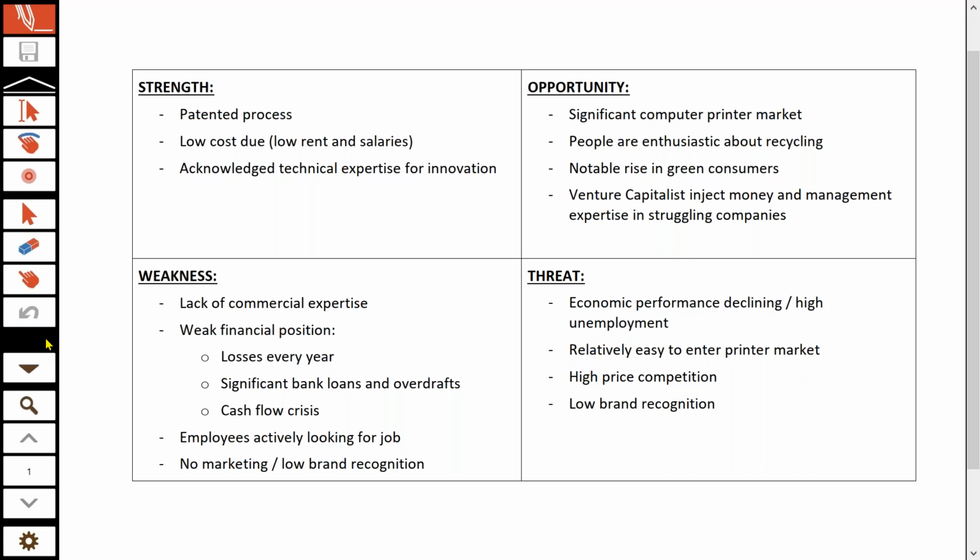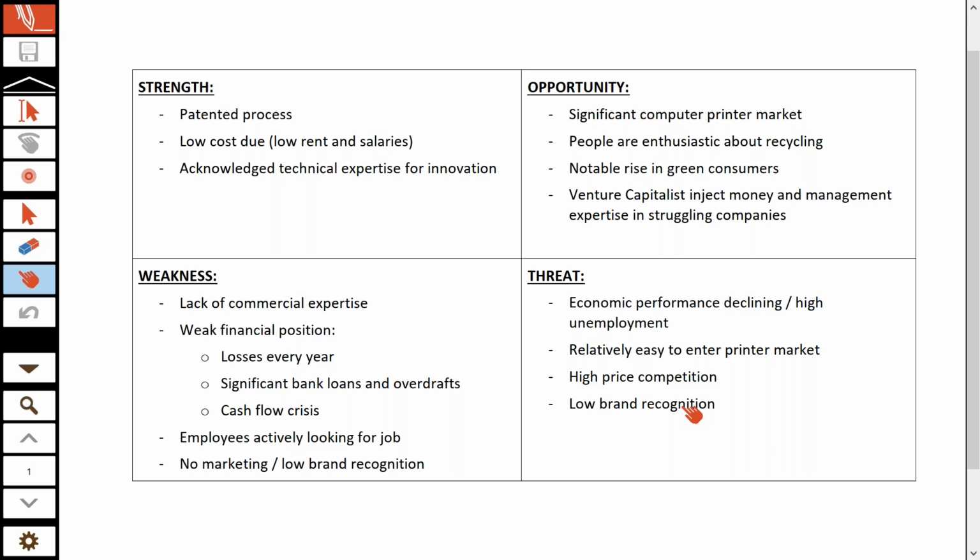So if you look at strength, it is the same thing: patented processes, low costs, acknowledged technical expertise. Weakness is lack of commercial expertise, weak financial position, which is losses and loans and cash flow crisis. Employees are demotivated, no marketing. Opportunity is significant market, people are enthusiastic, notable rise in green consumers, venture capitalists willing to inject money in struggling companies. Threat is economic performance is going down. It's relatively easy to enter the printer market, high price competition. I've just copy pasted the key words from the case.